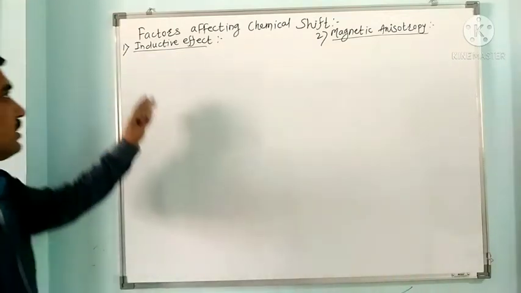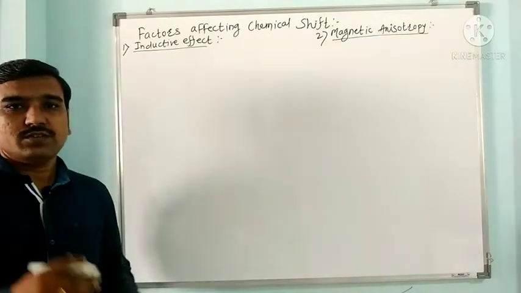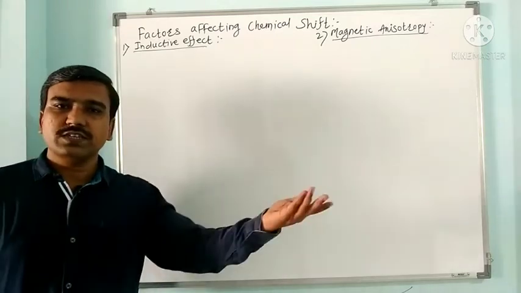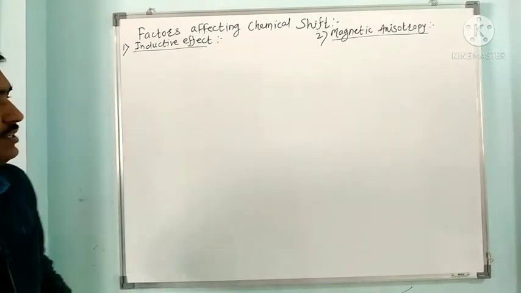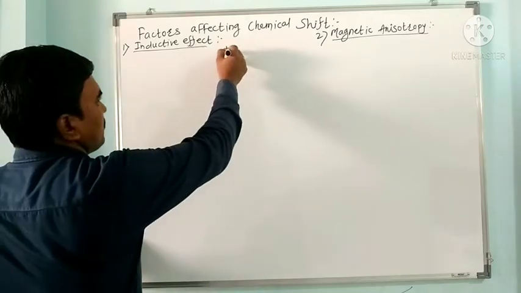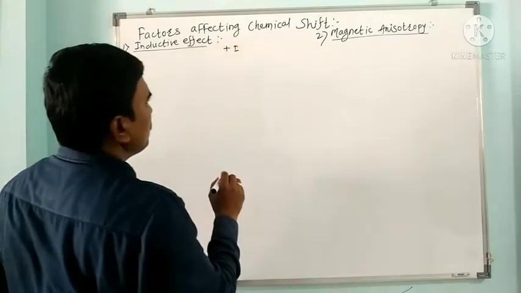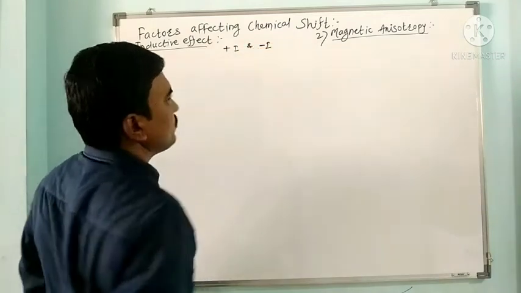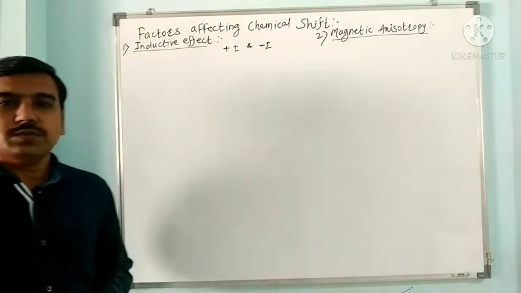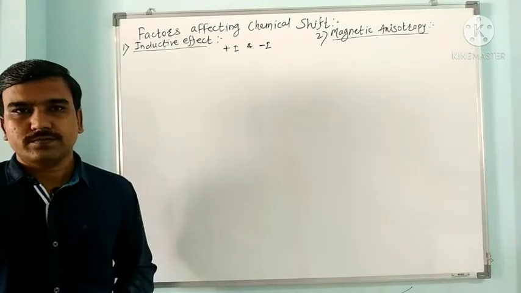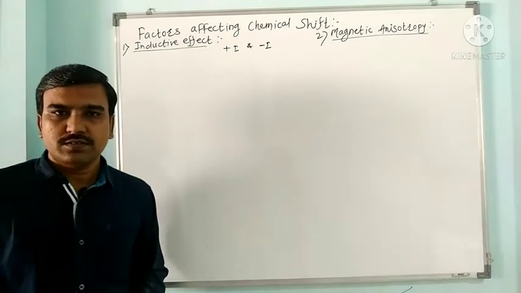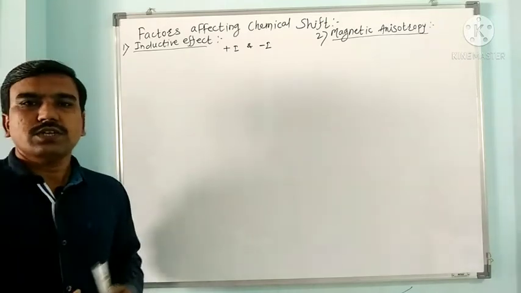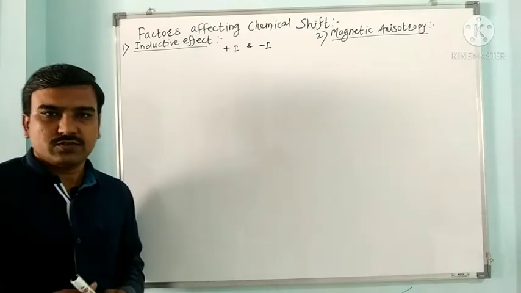So here, in the first one, inductive effect. We know the inductive effects are of two types, electron donating effect and electron withdrawing effect. So here we have to see the effect of electron donating and electron withdrawing groups on the chemical shift of the protons. A simple example of electron withdrawing effect: electronegative elements such as halogens are electron attracting groups.